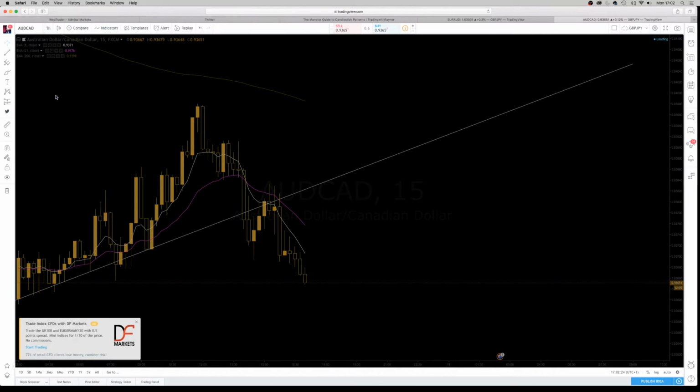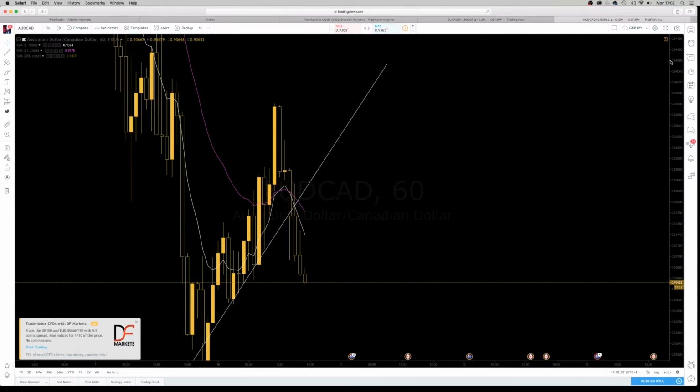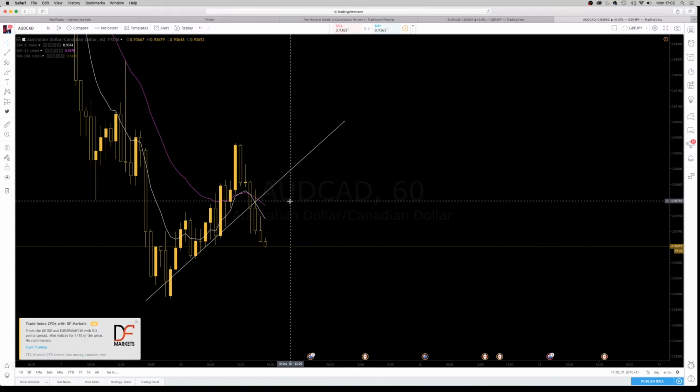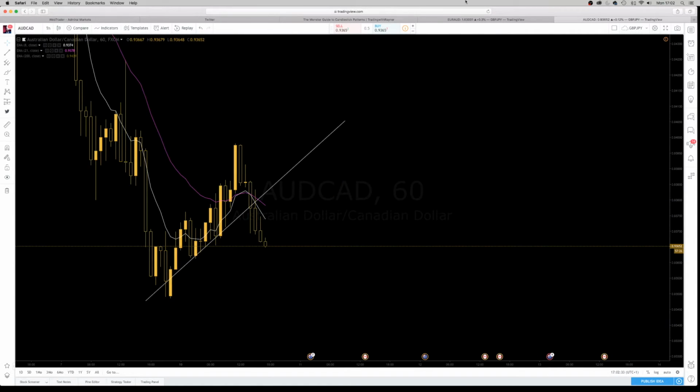Again, I'm just looking for one trade. This is the problem that I've always had, is you're seeing opportunities left, right and centre, which one's providing it. So we've broken the trend line here. I'd want to see a pullback first before I entered.